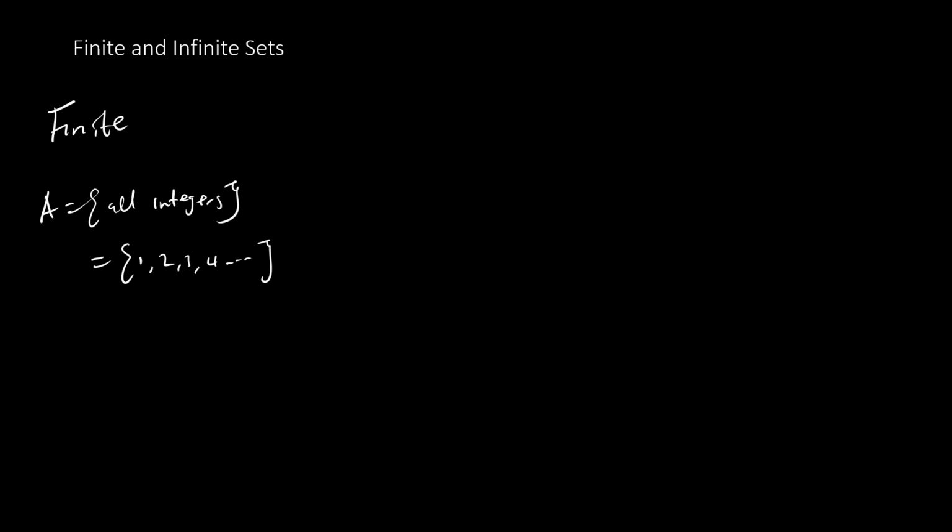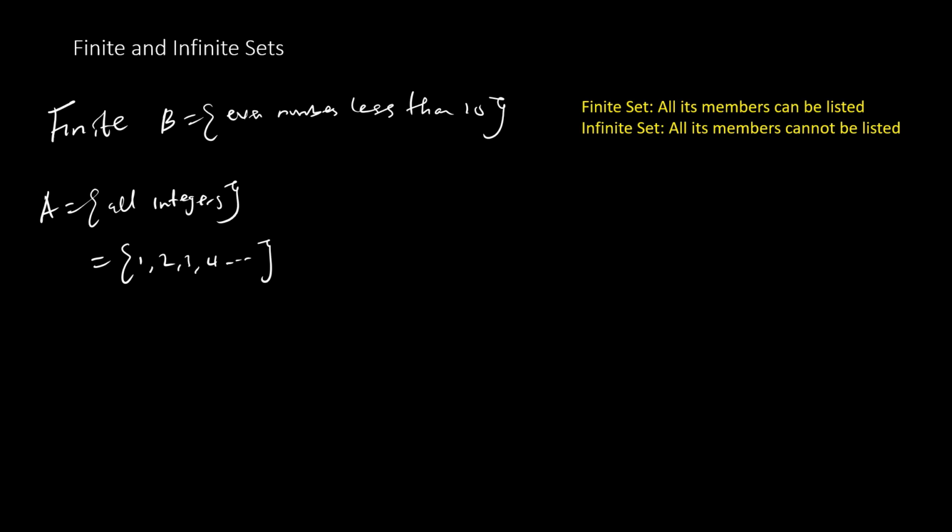And for finite sets, for example, if you have a set B that equals even numbers less than 10, we can see that we can list all the elements of the set. For example, we can have another set which is the days of the week. So we have 7 days in a week. We can list all the elements. So these are finite sets. And infinite sets are sets in which the number of elements proceeds to infinity. If you continue to number them or list them, we can't finish the listing.